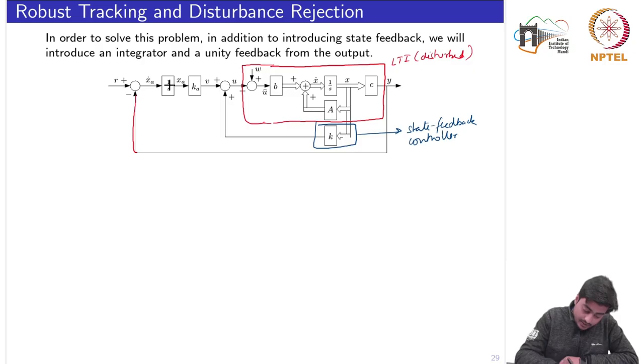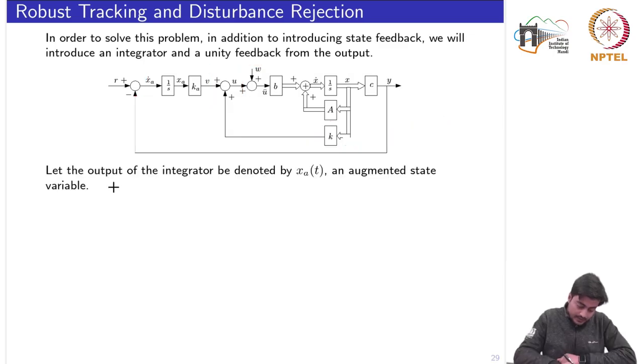Now this is the reference signal which we want to track. In between this path we have introduced an integrator with gain Ka. Now we have two design parameters once again: one is K and another is Ka. We are going to explore this control structure a bit to finally solve our problem.